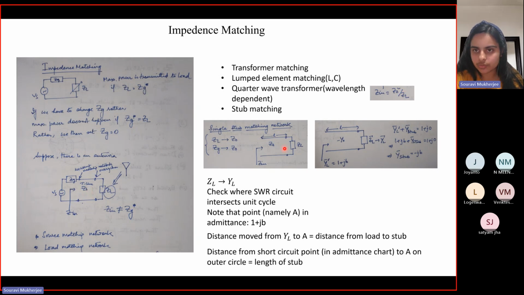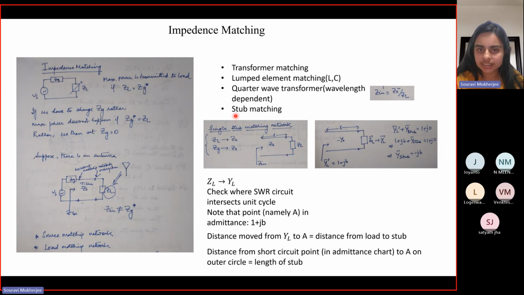So in that case, Z0 will be nothing but the square root of Zg times ZL, right? And how long the length should be depends on the wavelength. It should be a lambda by 4 length of transmission line. So lambda corresponds to the signal wavelength. So this kind of transformer does not work well for cases where you have a range of wavelengths being transmitted. If it is very wavelength specific, then this becomes very useful.